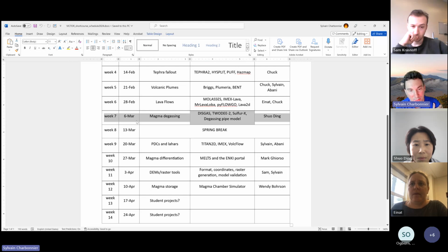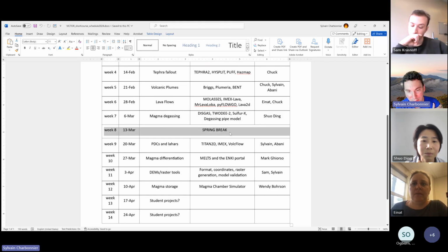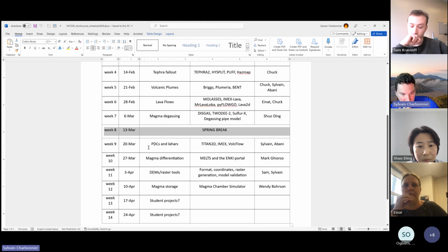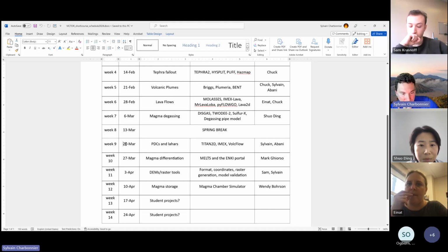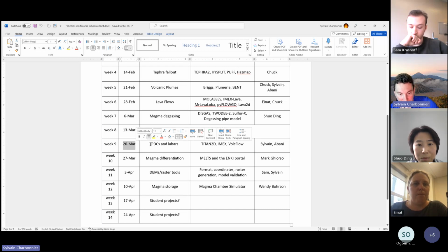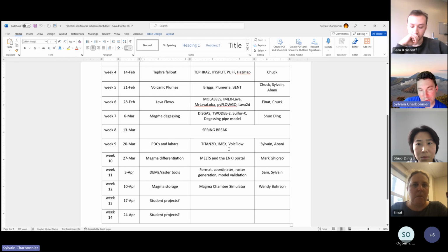We're going to talk about magma degassing. And then next week we don't have any class because it's spring break here. So no class next Monday. The following one is going to be on March 20, and we're going to talk about pyroclastic density currents and lahar codes, probably mostly pyroclastic density currents. And we're going to show you some examples of codes we have on Vhub for that.